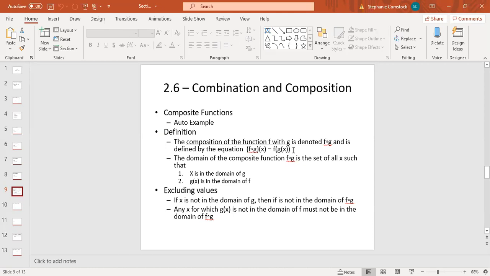Now, I'm going to talk more about the domain and excluding values in just a second when we go through a couple of the examples. But you can also do this the same way that I did the car example, where the discounts could be done, each one could have been done first and then the other one. You can also do G out here and then F on the inside. I'm going to show both in the first example.